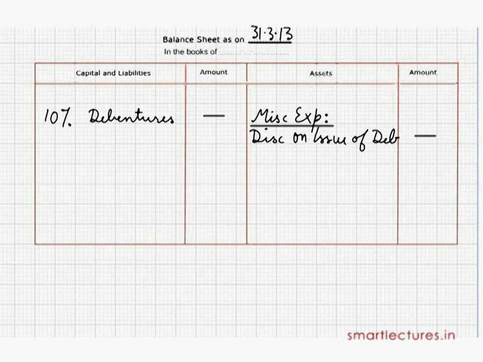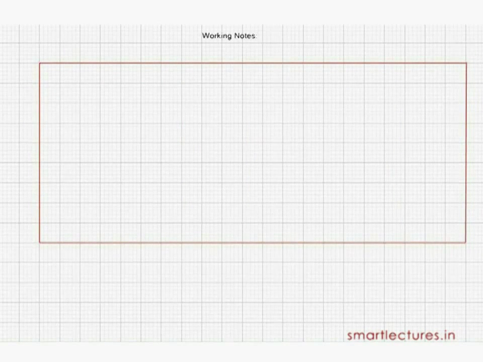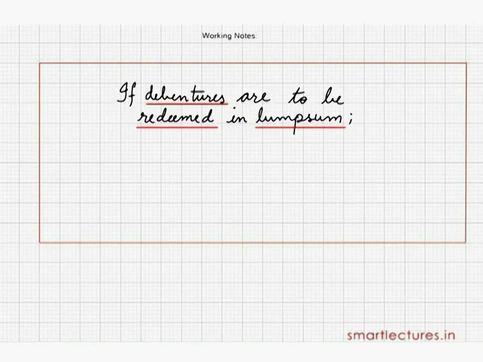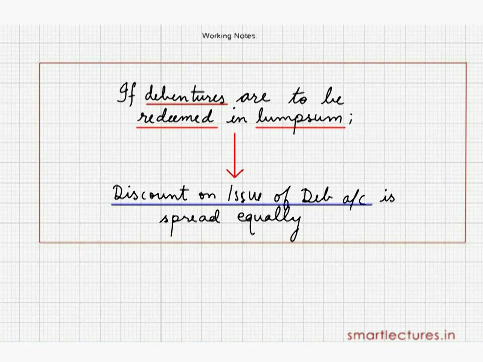So in this way, we have seen that during these 3 years, discount account has been written off proportionately. It means equally. If the debentures are redeemed in lump sum, discount account is always spread equally.